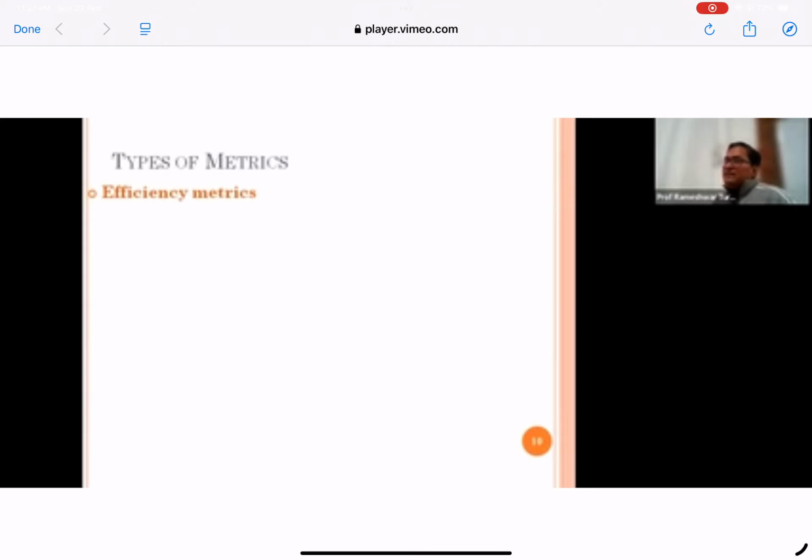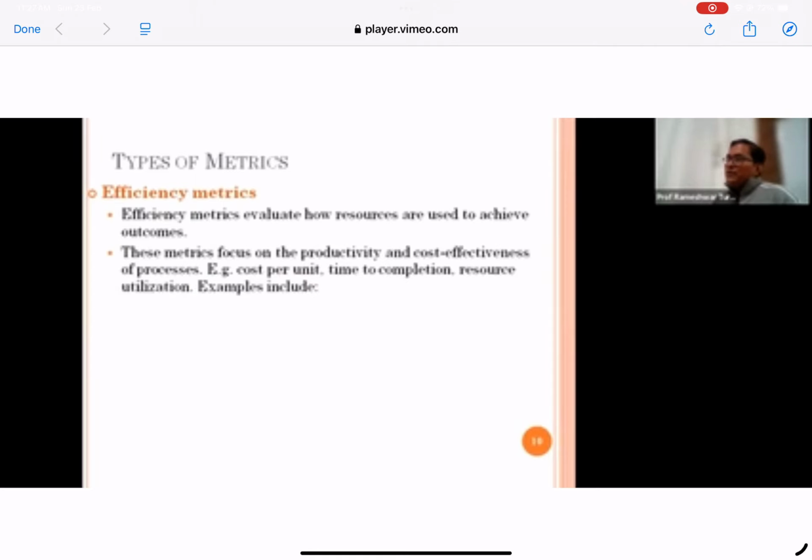There are five different types of HR metrics. One is efficiency-related metrics. Efficiency-related metrics evaluate how resources are used to achieve outcomes. The purpose is to check how resources are used to achieve outcomes. These metrics focus on productivity and cost effectiveness. For example, if it's a manufacturing plant, cost per unit is a metric. It's not an HR metric, but cost per unit is an efficiency-related metric as per this definition. Time to completion, resource utilization, all these related metrics are efficiency metrics.